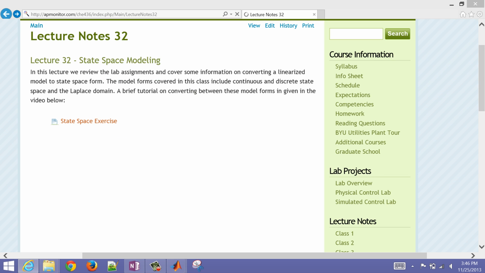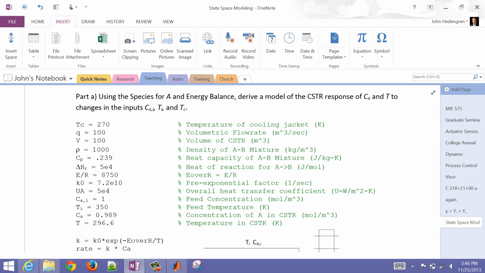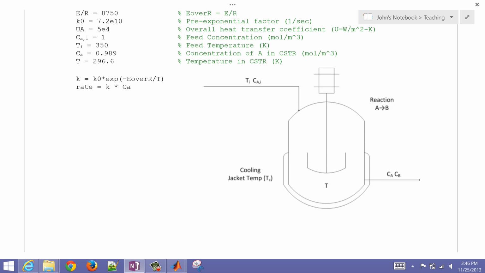Okay, so I'm going to go back. I'm just going to work with that from this document. Okay, so we have a reactor, and here we have reaction A going to B, and then we have two things coming out. We have A and B coming out. We're interested in the concentrations of those coming out of the reactor.